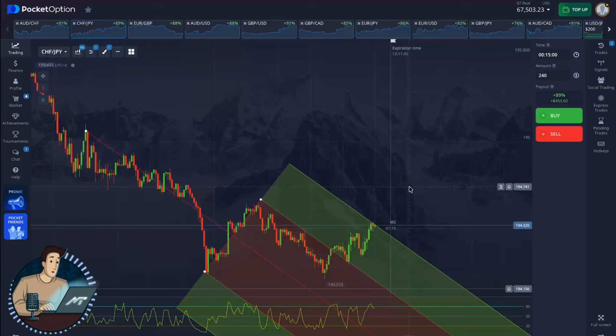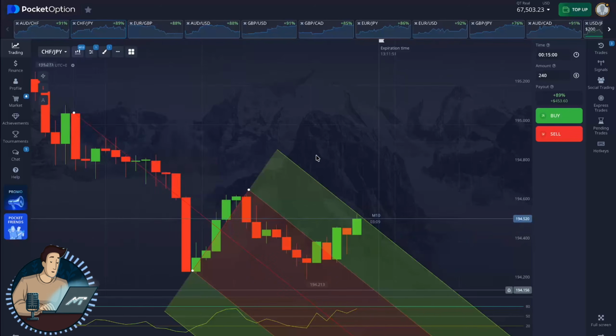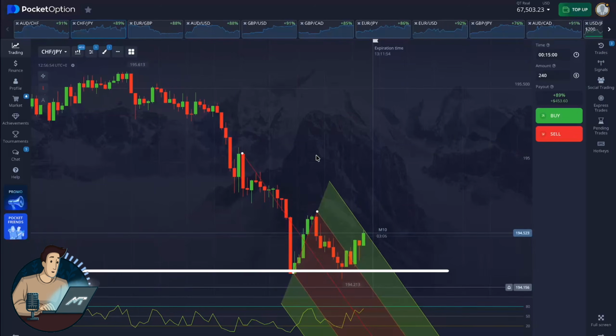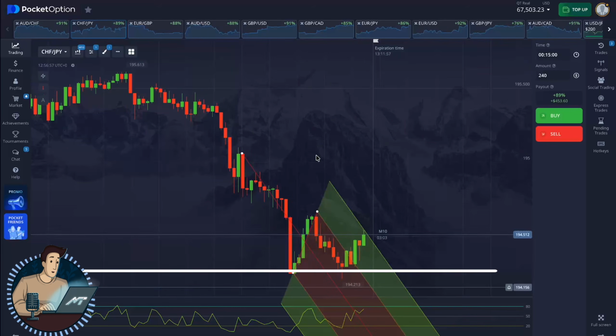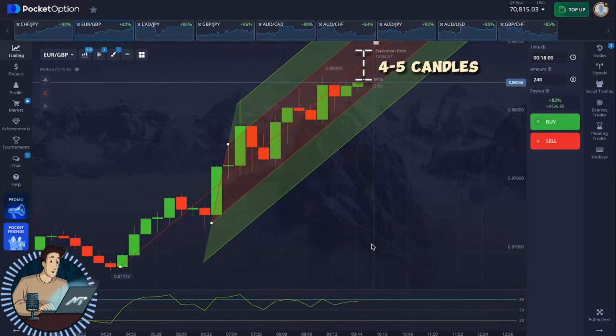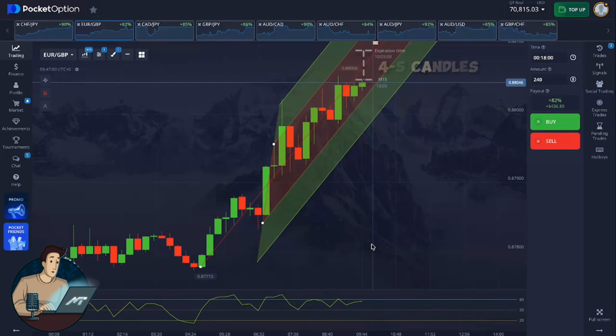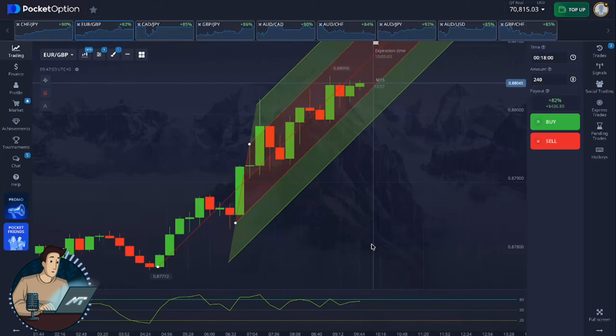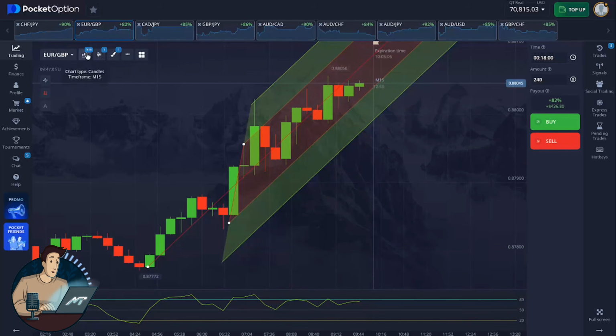Before you click anything, check the space ahead. This strategy doesn't work well if there's a level right in front of you. So quickly zoom out on M10 to M15 and check. Is there a strong support or resistance nearby? Is there a level price reacted to earlier? Is there a round number coming up? If the distance is small, skip it. You want at least 4 or 5 average candles of free room. Without space, continuation trades often die immediately.